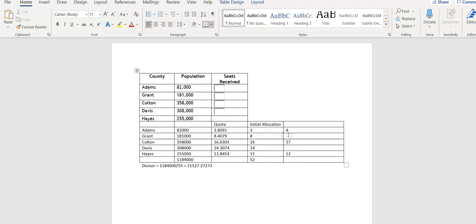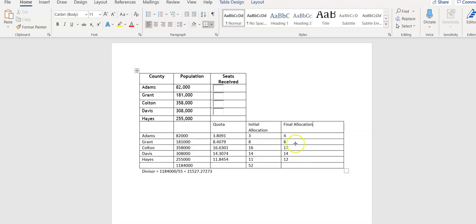And since we've given away 3 extra seats and we had 3 extra to give away, we can leave the other 2 the same. This is our final allocation. And it should add up to 55 seats now. And let's just double check. 12 plus 30 plus 12 is 55 seats that we have allocated. And that is Hamilton's method of allocating seats among these counties.